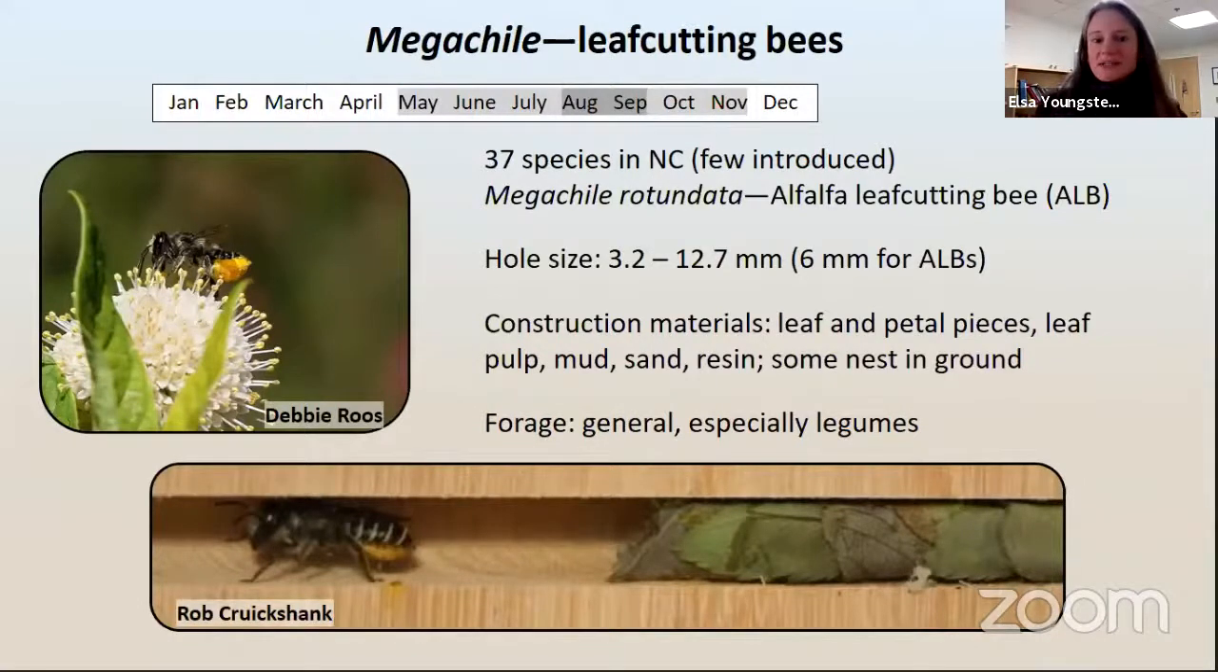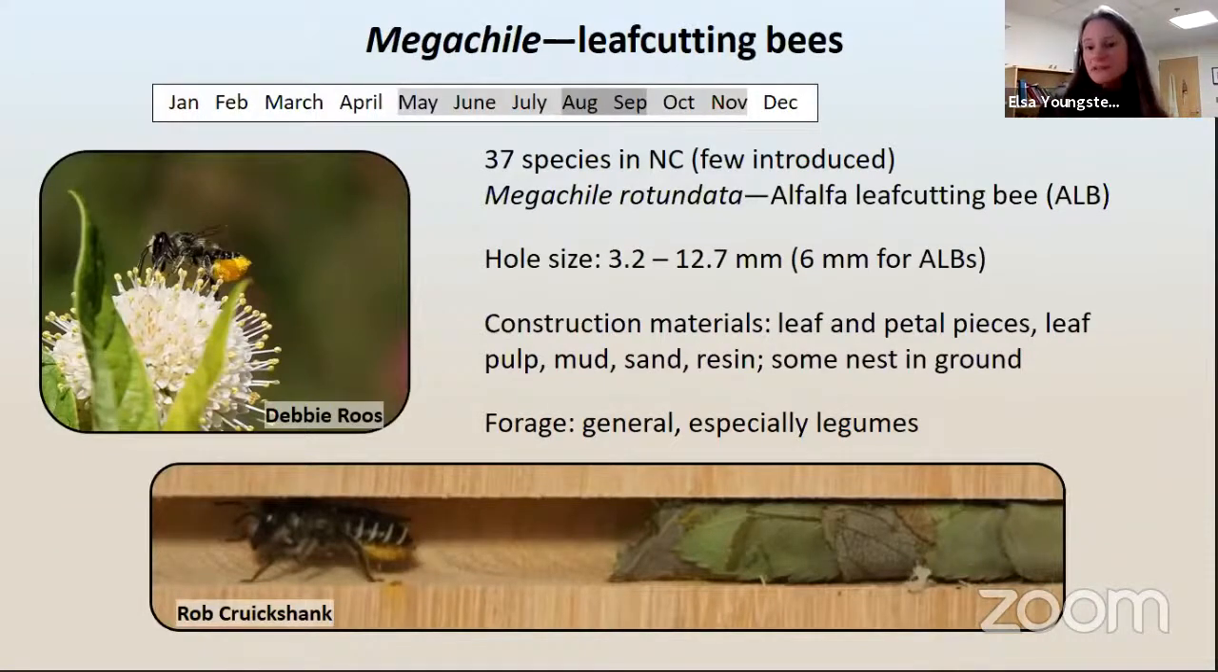That's actually an introduced species, but we have 36 others, most of which are native to North Carolina, and many of which would nest in a bee hotel. Some also nest in the ground. And like Osmia, they'll use a range of hole sizes from a little over 1/8 of an inch to almost 1/2 an inch. And they'll also be looking for other construction materials in the landscape to complete the nest interior. And different species use different things.